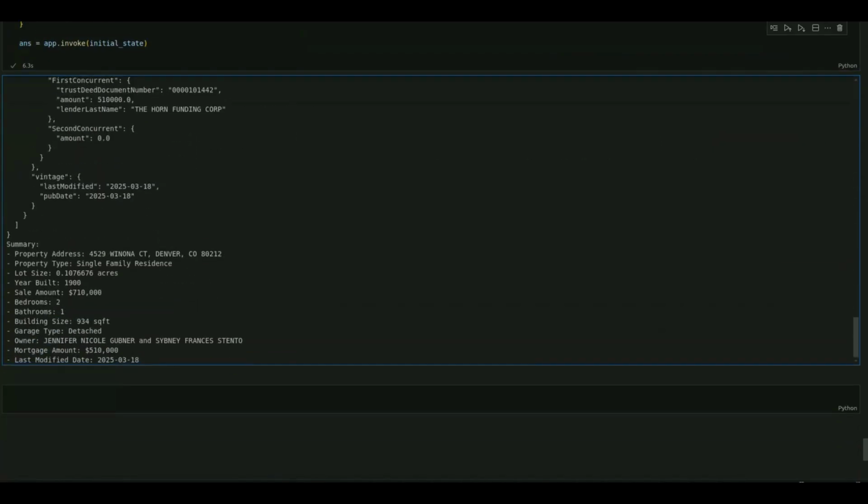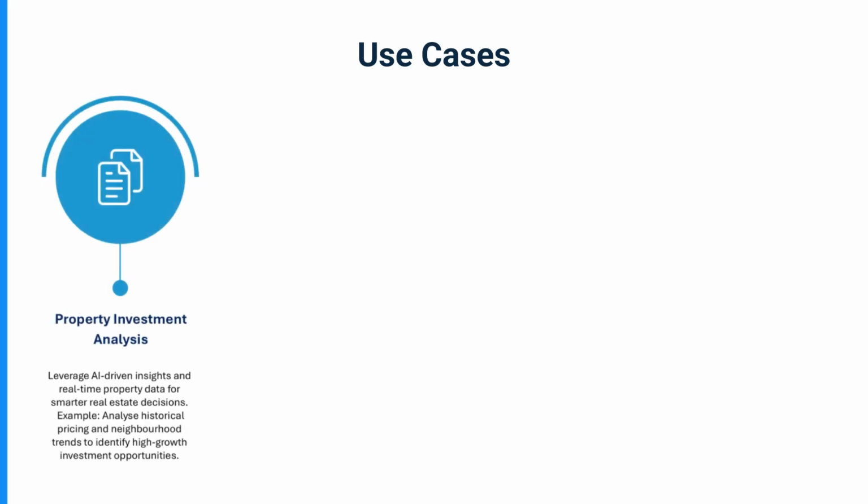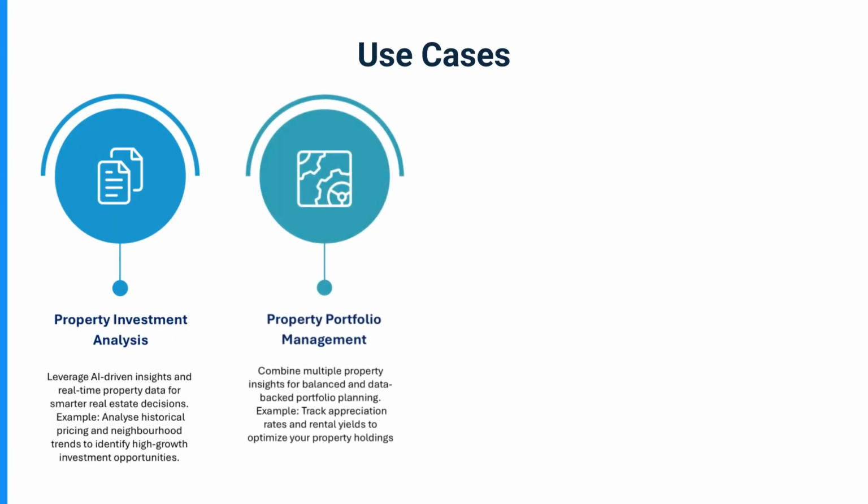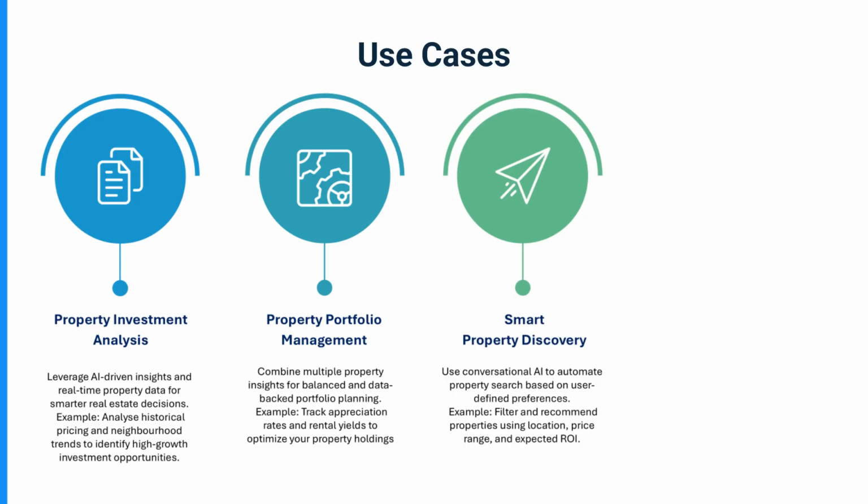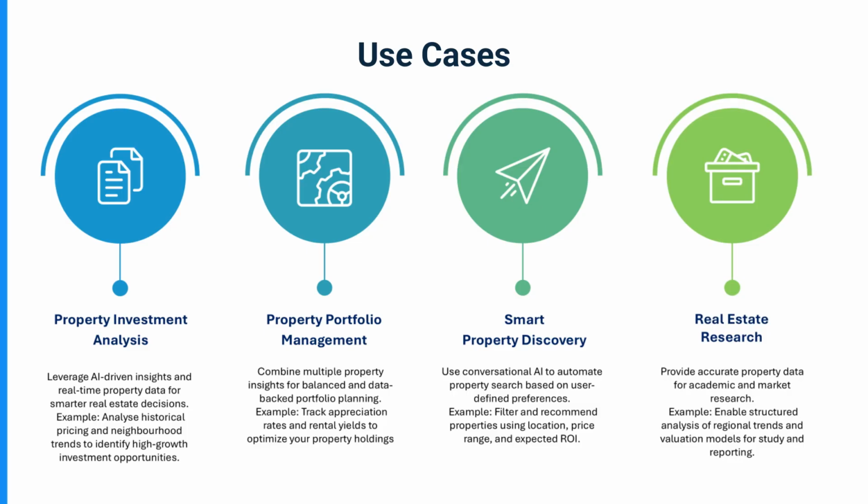a dynamic AI-generated response. This solution supports multiple use cases in real estate. First, property investment analysis uses AI insights and real-time data to identify high-growth opportunities. Next, property portfolio management helps optimize holdings by tracking appreciation and rental yields. Smart Property Discovery uses conversational AI to automate searches based on user preferences like location, price, and ROI. And for real estate research, it provides accurate data for analyzing regional trends and valuation models.